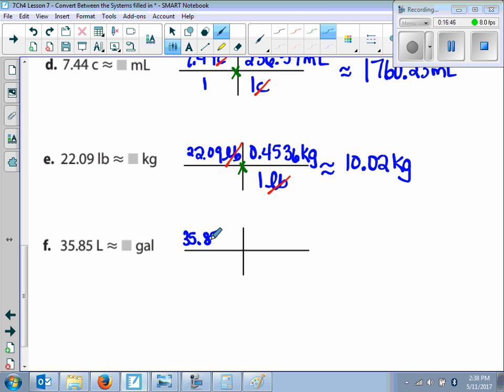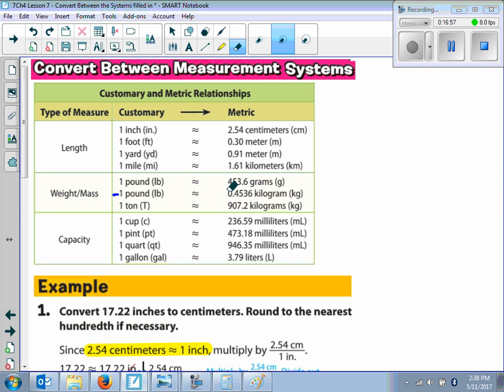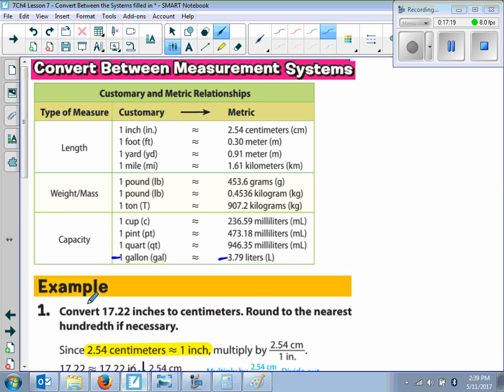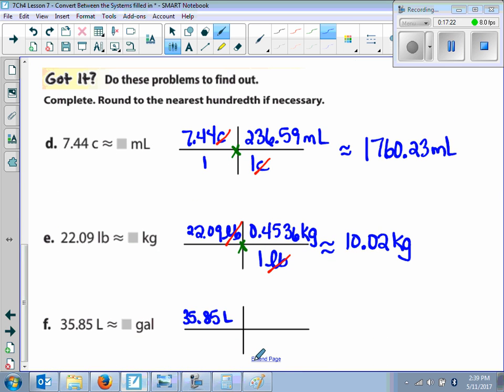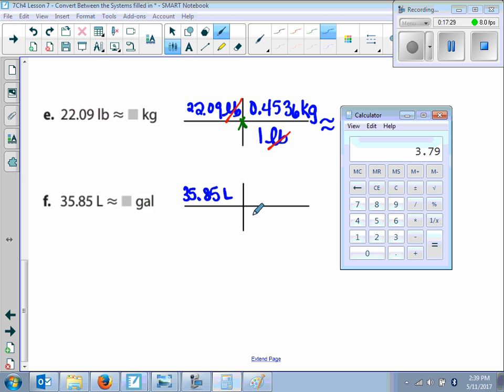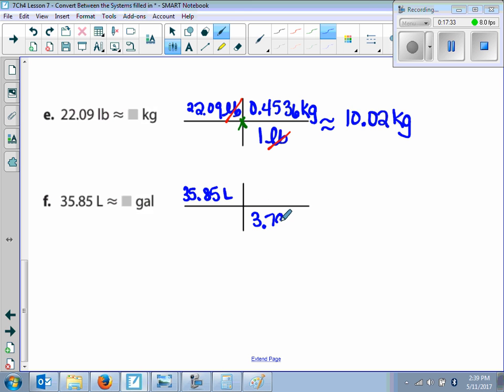For example F, we're going to start with 35.85 liters, and we are converting to gallons. So once again, we're going to go back to our conversion chart, and we want liters to gallons. Here's 1 gallon is equal to 3.79 liters. So let me put 3.79 in the calculator so I can remember it. So 1 gallon is equal to 3.79 liters. All right, so we go back, and liters will go in the denominator, so that's going to be 3.79 liters, and that's equal to 1 gallon.